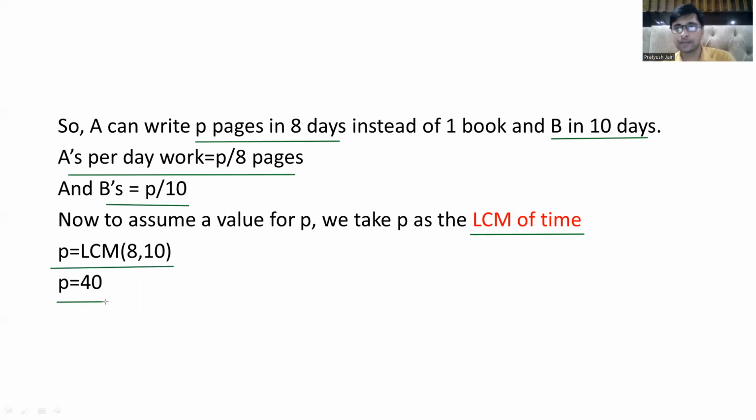So if I say that the book had 40 pages, then A's per day work will be 40 by 8, that is 5 pages. Every day A can write 5 pages. He has to write a total of 40 pages, which he can write in 8 days. Similarly for B, it will be 40 upon 10, that is 4 pages per day. So in 10 days, he can write an entire book consisting of 40 pages. So in this manner, I have successfully managed to remove fractions as a whole from my method, from my solution. Understand this from this table.